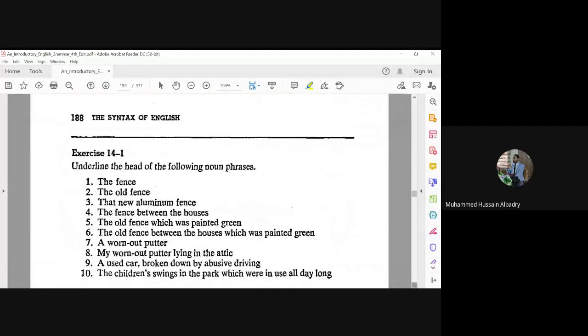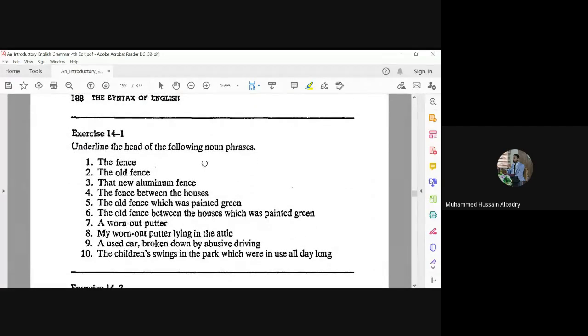Here you have exercises. Underline the head of the following noun phrases. You see, fence. The fence. Fence is the head word. When you say the old fence, still fence is the head, and the and old are modifiers. That new aluminium fence, you see, these are modifiers. The fence between the houses, modifiers. So all this is a noun phrase.